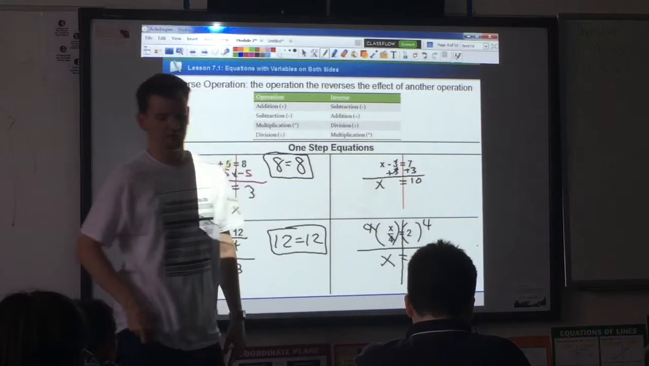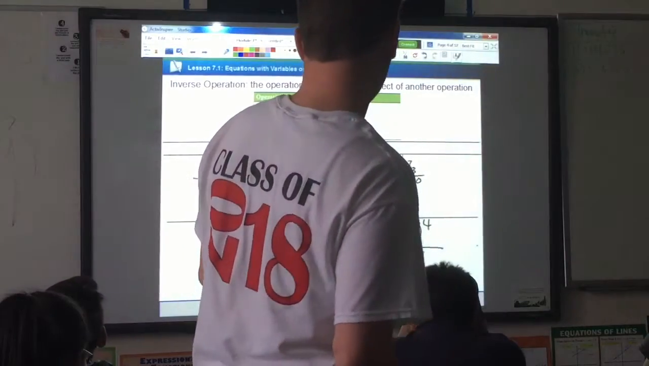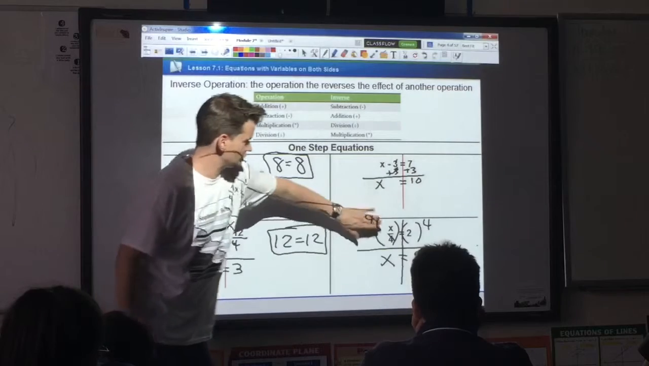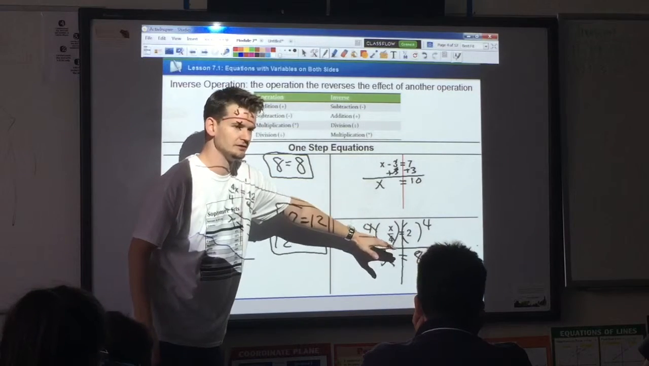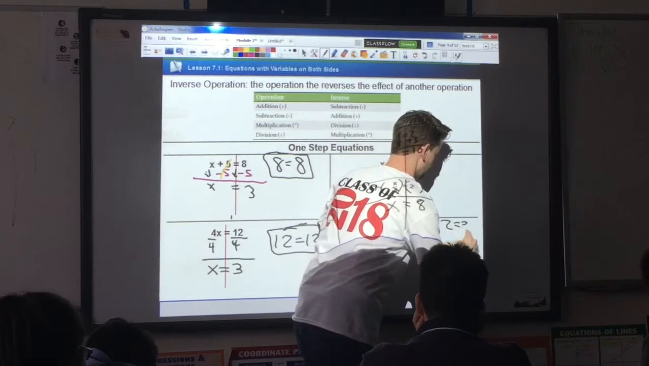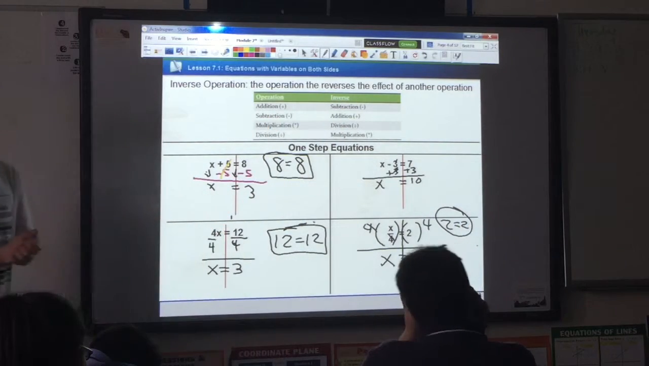And then, Connor, how can you check that? Oh, you can plug 8 in with it. Oh, you can substitute 8. I was waiting for that. Substitute 8 into the original equation, and 8 divided by 4 is 2. Does 2 equal 2? Yes, 2 equals 2. That is indeed a true statement. Bam! That's the solution.